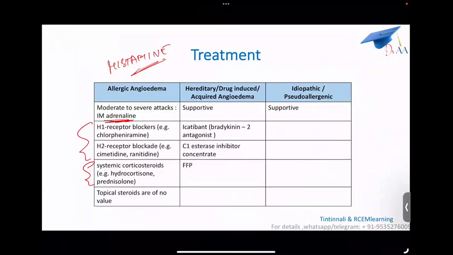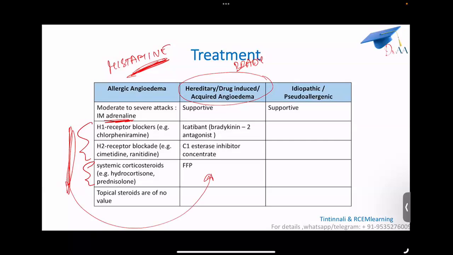What about hereditary and drug-induced or acquired angioedema? This is bradykinin mediated. It is not histamine mediated. None of these drugs will be effective here. That's the reason supportive treatment is always required.